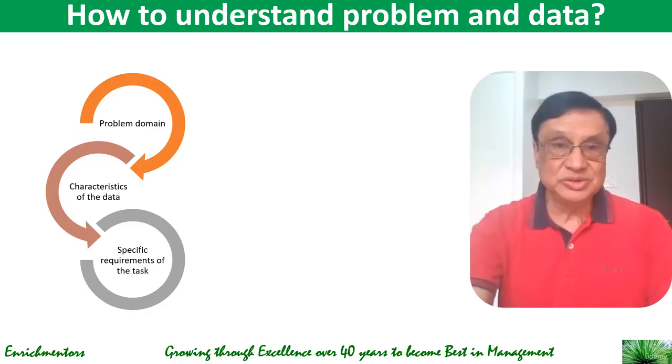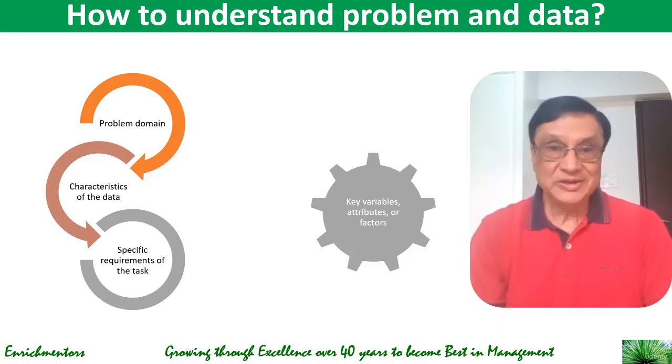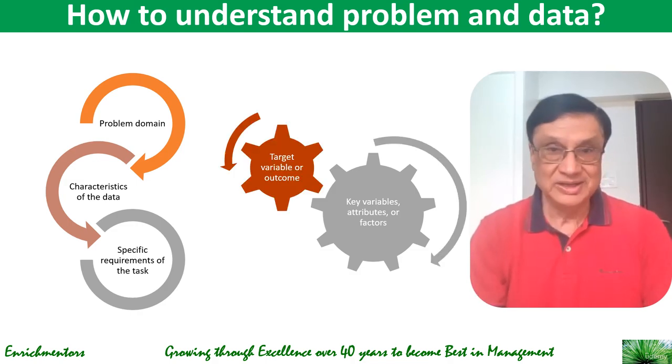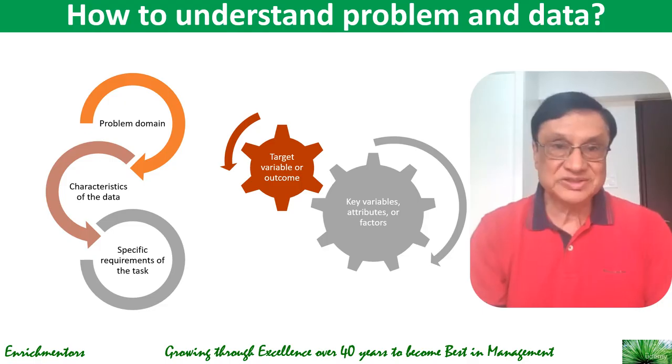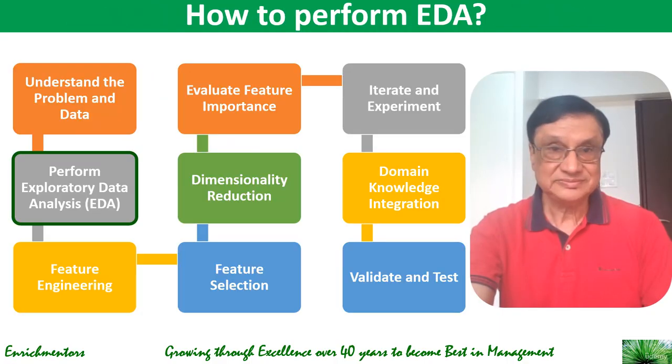Then you need to understand and identify the key variables, attributes or factors. These are the variables, attributes and factors that will influence your target variable or outcome. So in a way, you are starting to hypothesize here: what factors, what key variables could determine your output? You identify those based on your understanding of the problem, the data characteristics and the specific requirements of the task.